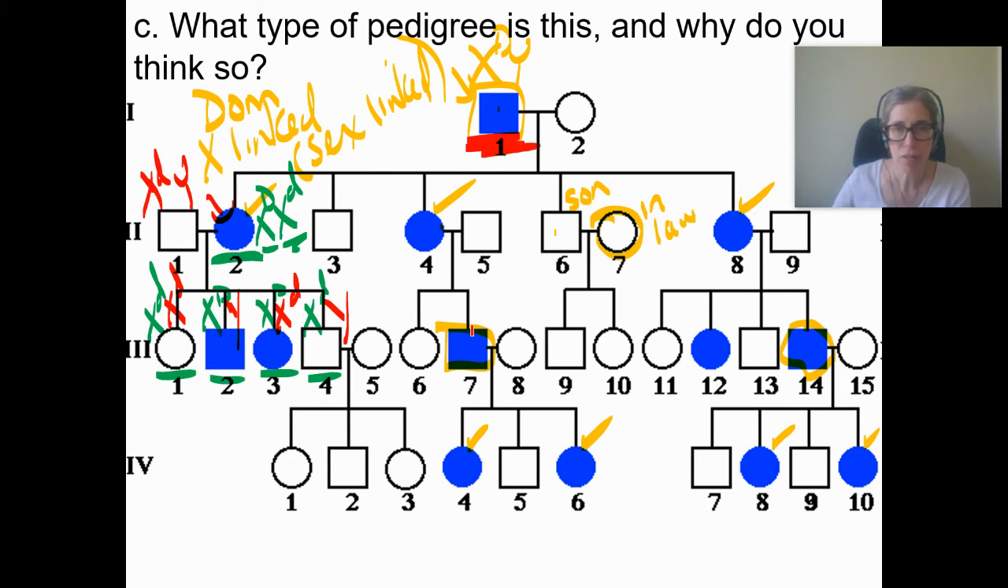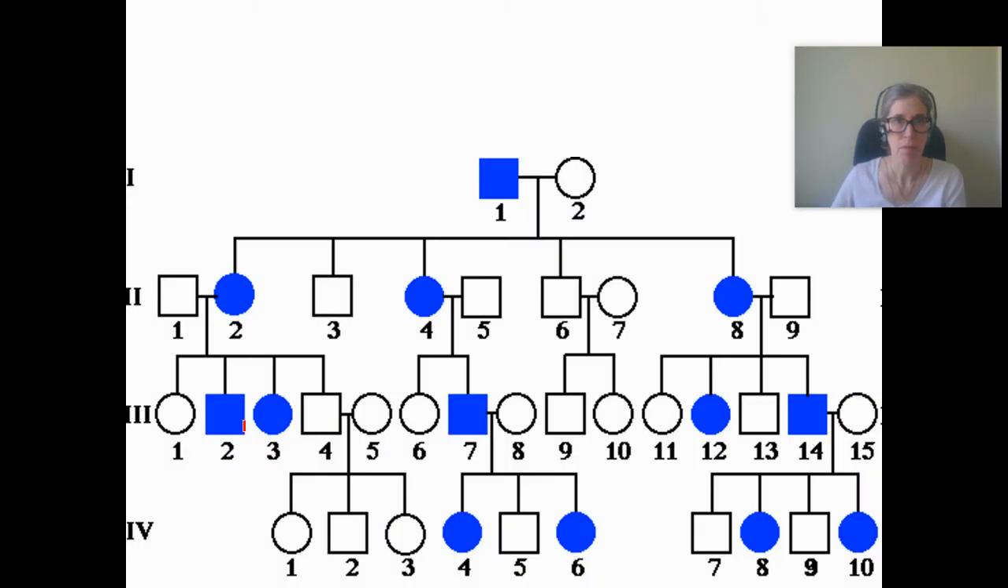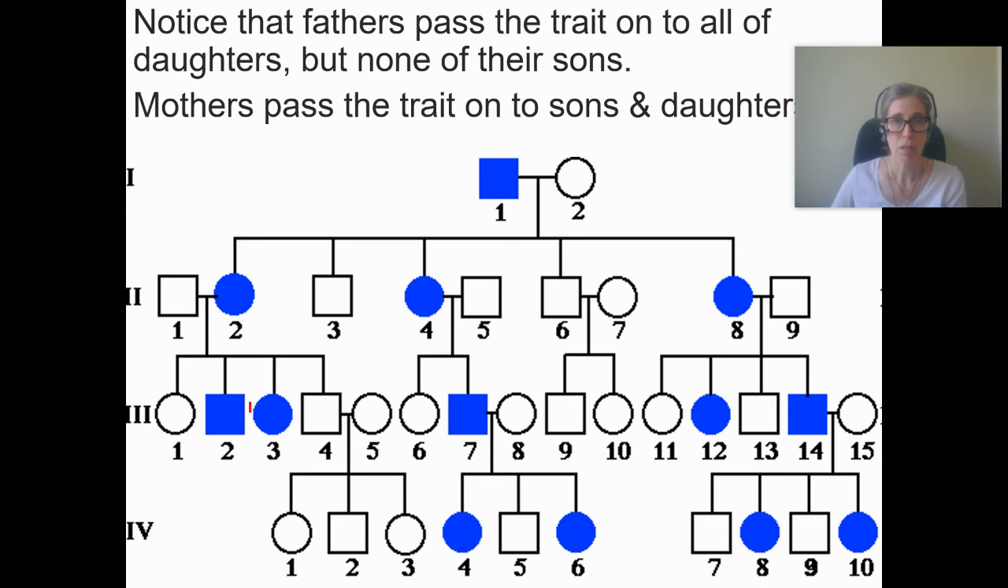And then also notice that a man, sorry, is always getting the trait from his mom. Boy here gets the trait from his mom. Boy here gets the trait from his mom. So who does dad give the trait to, and who do the boys get the traits from? So that one is X-linked dominant. So notice that the fathers pass the traits on to all of their daughters, but never their sons. And notice that mothers can pass it on to either daughters or sons.